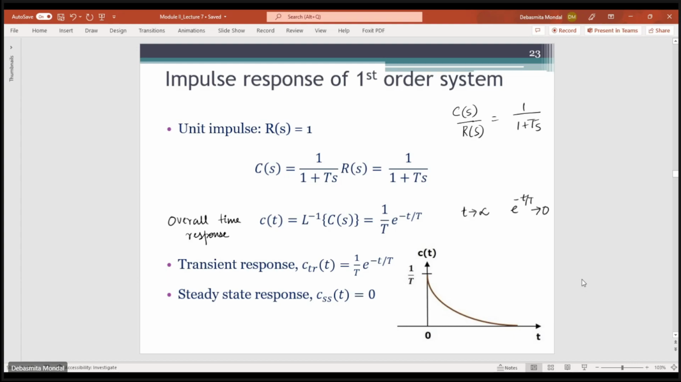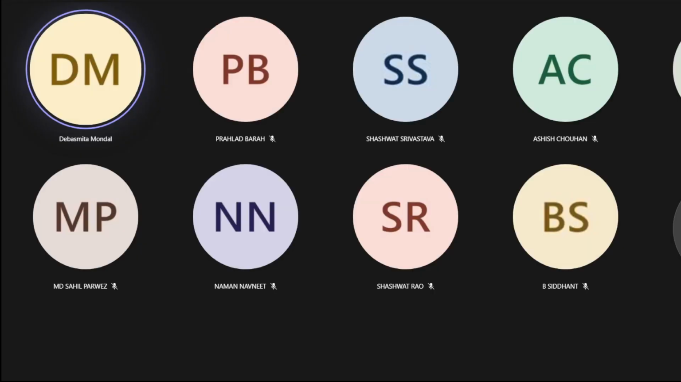Is there any doubt till now? No, ma'am. Okay, so what I would suggest is that you try the practice problems that I have already given. In case you are facing any difficulty, you can ask me, and we'll try to clear that up in the next class. Then tomorrow we'll continue with our discussion on time response, time domain analysis of control systems. If there are no more doubts, then we can end the class here today.